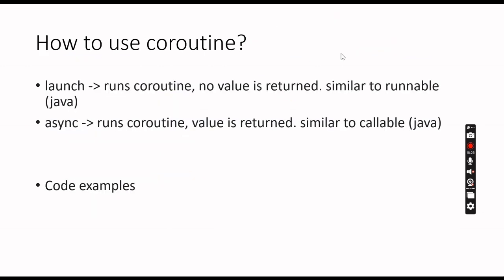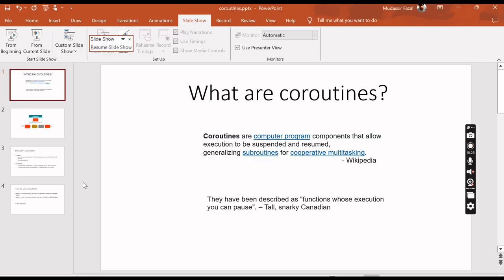So how to use coroutine? There are two ways to use coroutine. We can simply use the launch keyword in coroutine, or we can use the async keyword. Launch is similar to Runnable in Java, and async is similar to Callable. Launch doesn't return any value. Async returns a value after its execution. Let's look into the code examples.